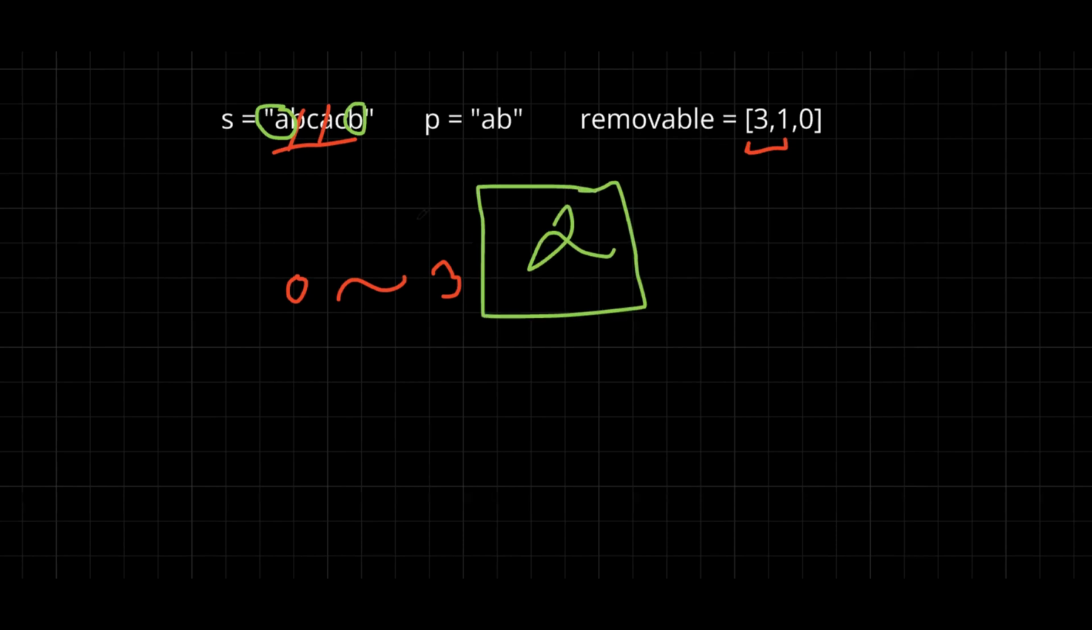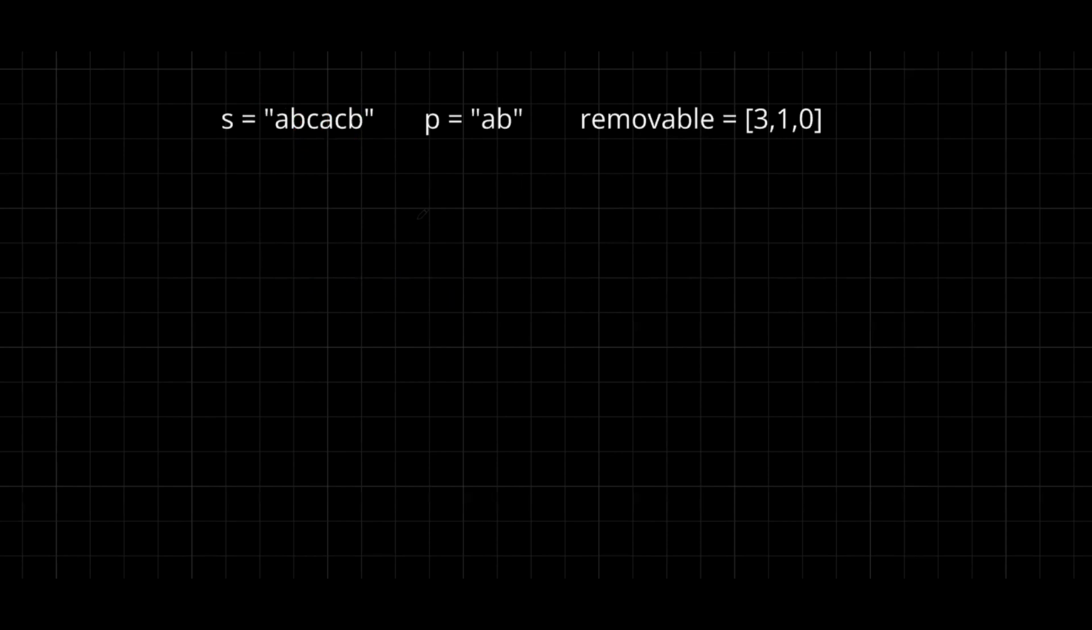Now, the problem is, how can we solve this problem? We can simply solve it using the binary search algorithm. How does the binary search algorithm work? Suppose our range is 0 to 3, and let's say the middle is 2. Now, we have to check whether, if we remove the first 2 elements, P is still a subsequence of S or not.